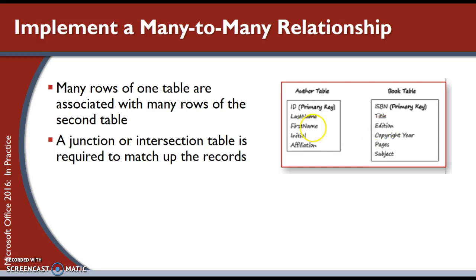The problem with using two primary keys is you're not going to have an individual primary key field, but you're going to have a composite or concatenated primary key. So let's just go through and show you an example.